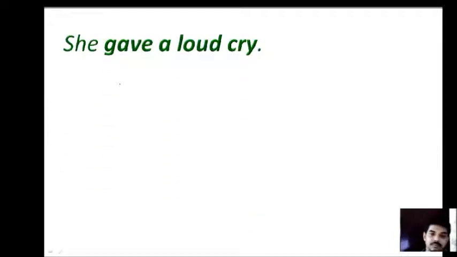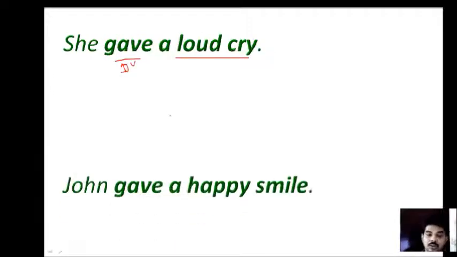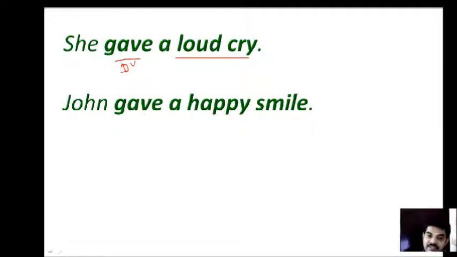Yes, there's an example. See, give a loud cry. So this is a delexical verb. And there's another example: John gave a happy smile. That's also a delexical verb. And you'd find that every time the verb is not so heavy in sense, rather it's the noun. So what is important here, giving or smiling? Obviously the smile is important, not the word give. That's why the verb is not so important as the noun. That's why this is a delexical verb.